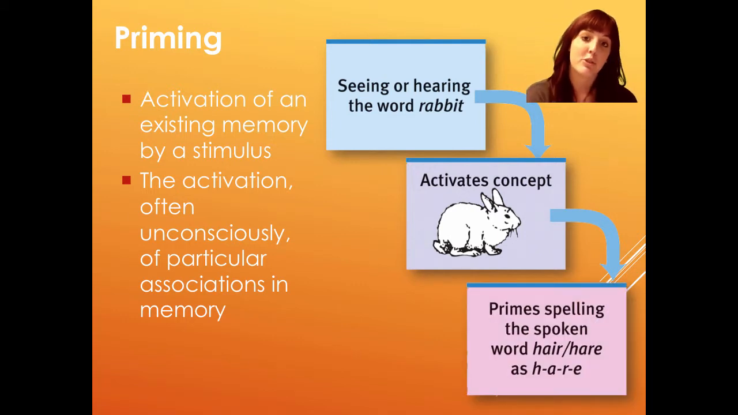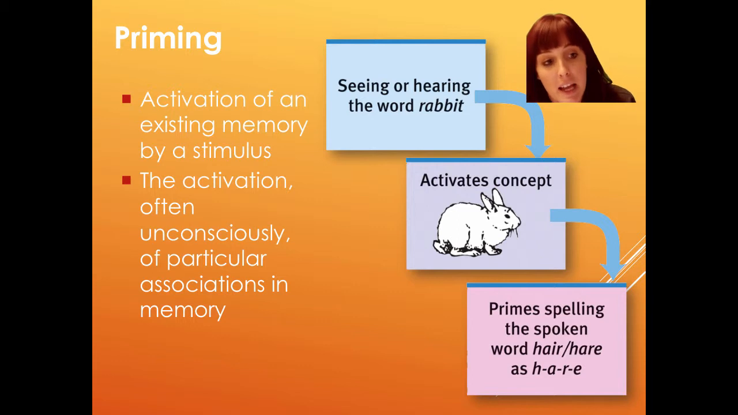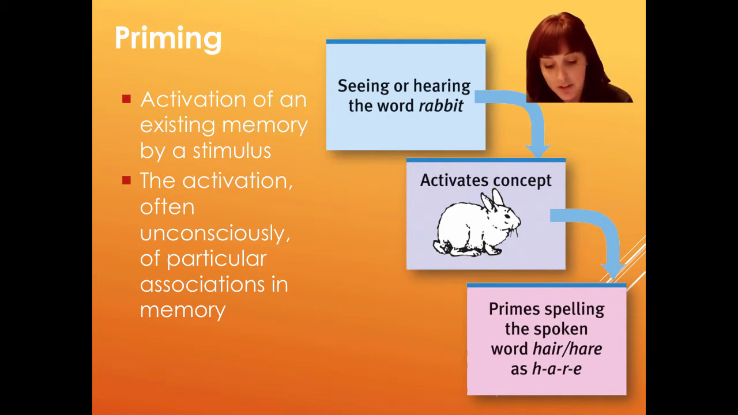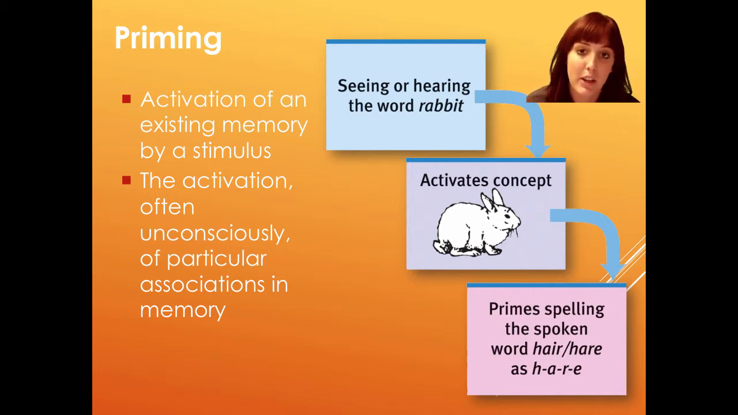So if I were to show you a picture of a rabbit, and then I were to ask you to spell hair, you would maybe spell H-A-R-E, as in a type of rabbit. And so seeing these extra stimuli will help you to associate things, and it unconsciously activates these associations so that you could spell the correct form of hair as opposed to the one that may automatically come to mind.